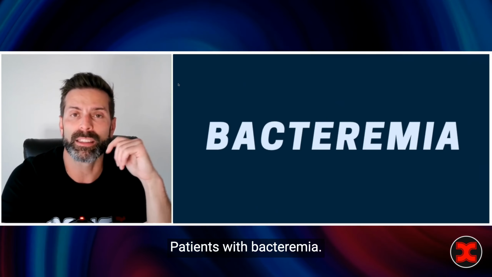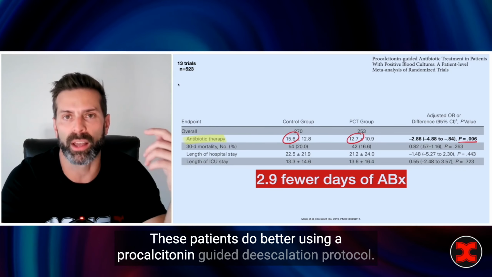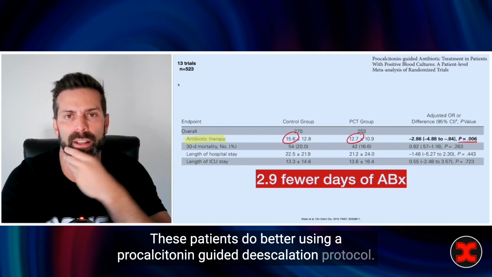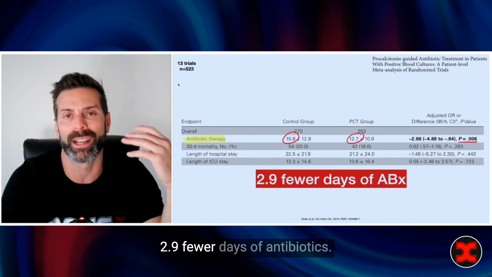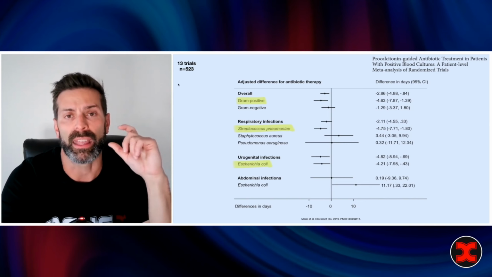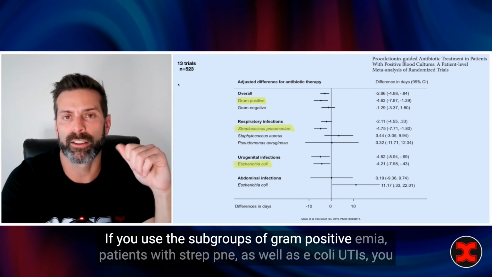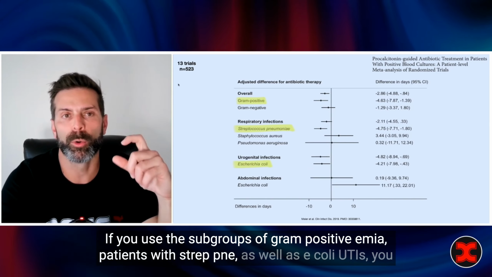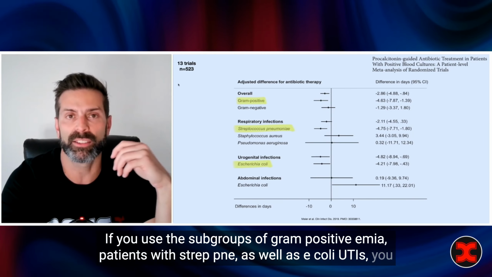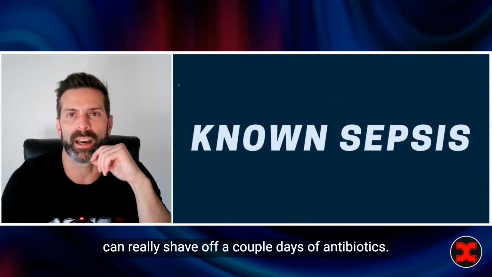Patients with bacteremia, these patients do better using a procalcitonin guided de-escalation protocol, 2.9 fewer days of antibiotics. If you use the subgroups of gram-positive bacteremia, patients with strep pneumo, as well as E. coli UTIs, you can really shave off a couple of days of antibiotics.